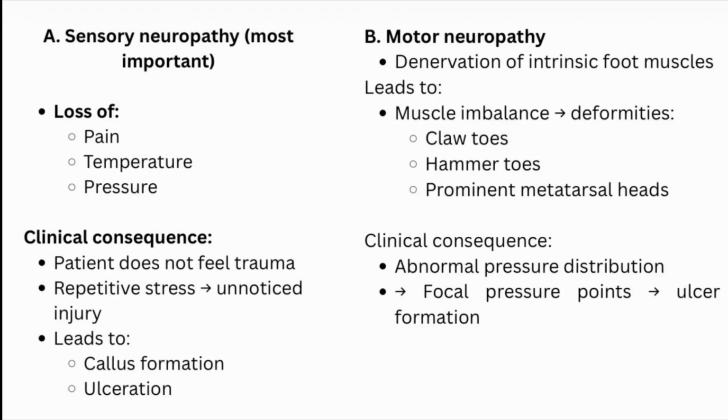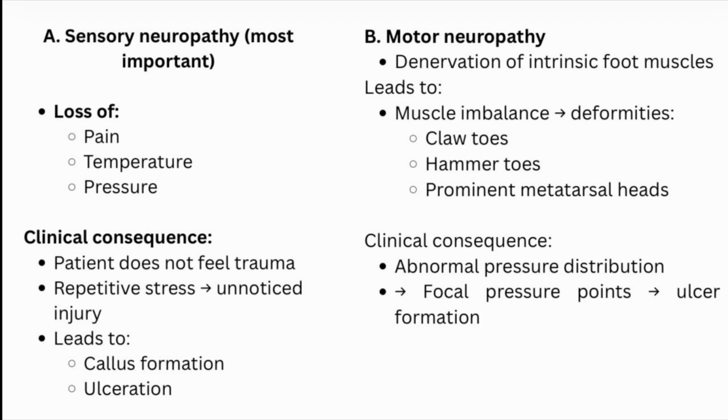Now, looking at the types of neuropathy. First, sensory neuropathy, which is the most important. There is loss of pain, temperature, and pressure sensation. As a result, the patient does not feel trauma. This leads to repeated, unnoticed injury and eventually causes callus formation and ulceration.